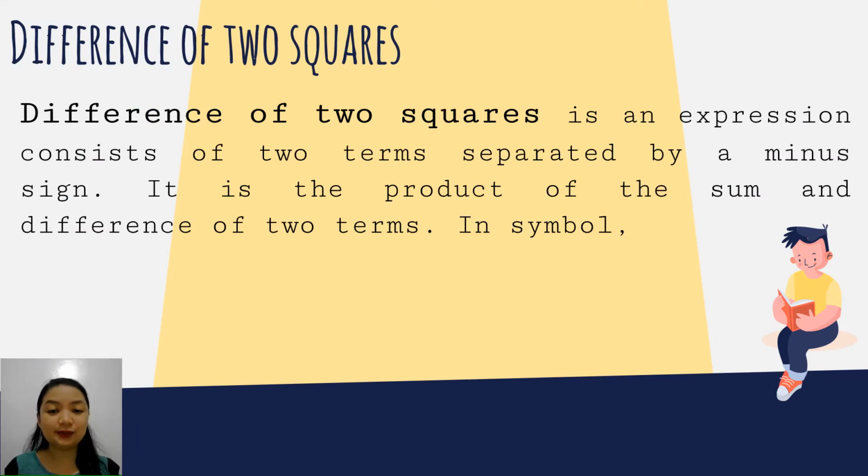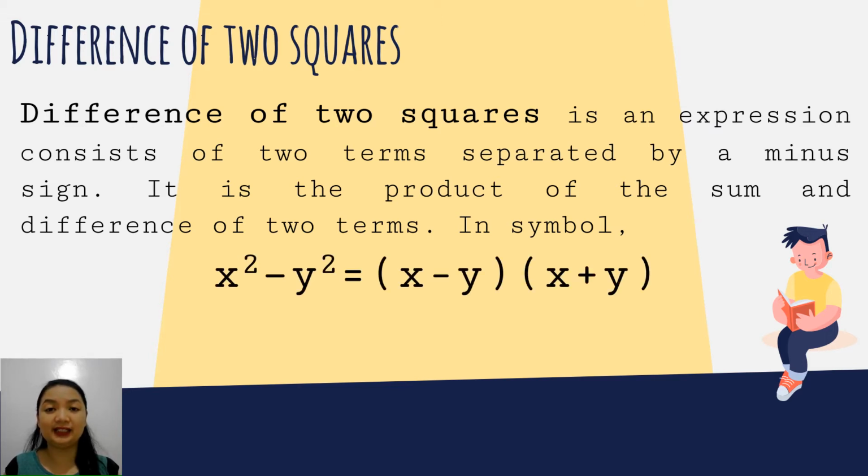So difference of two squares is an expression consisting of two terms separated by a minus sign. It is the product of the sum and difference of two terms, and in symbols we write it as x squared minus y squared is actually equivalent to the quantity x minus y times the quantity x plus y. The two factors can be interchanged since in multiplication the commutative property is allowed.